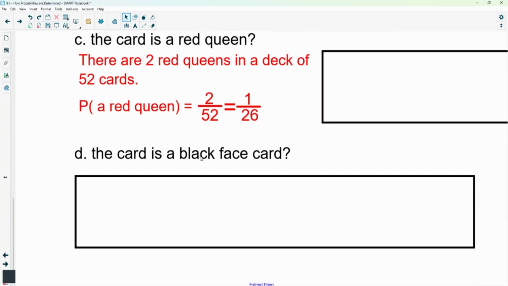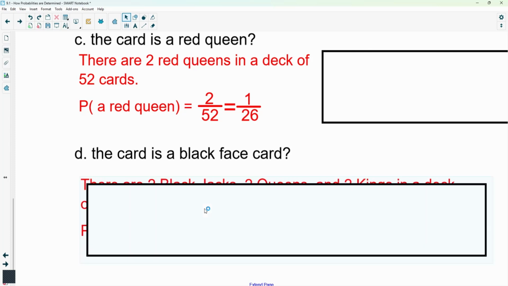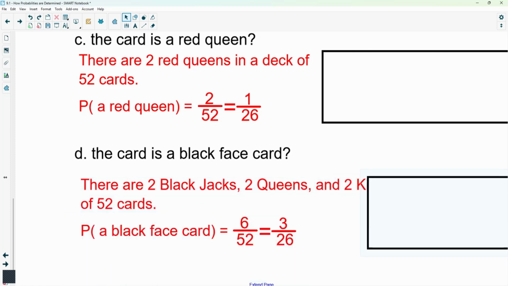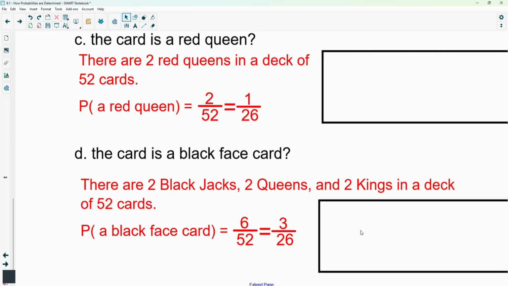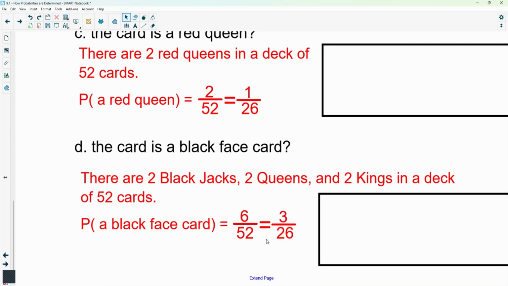And the card that is a black face card. So remember, we have 3 face cards on each suit, but we're only looking at the ones that are black. So spades and clubs. That means we got 3 clubs that are face cards and 3 spades that are face cards. So we got a total of 6 black face cards, which reduces to 3/26. Okay.